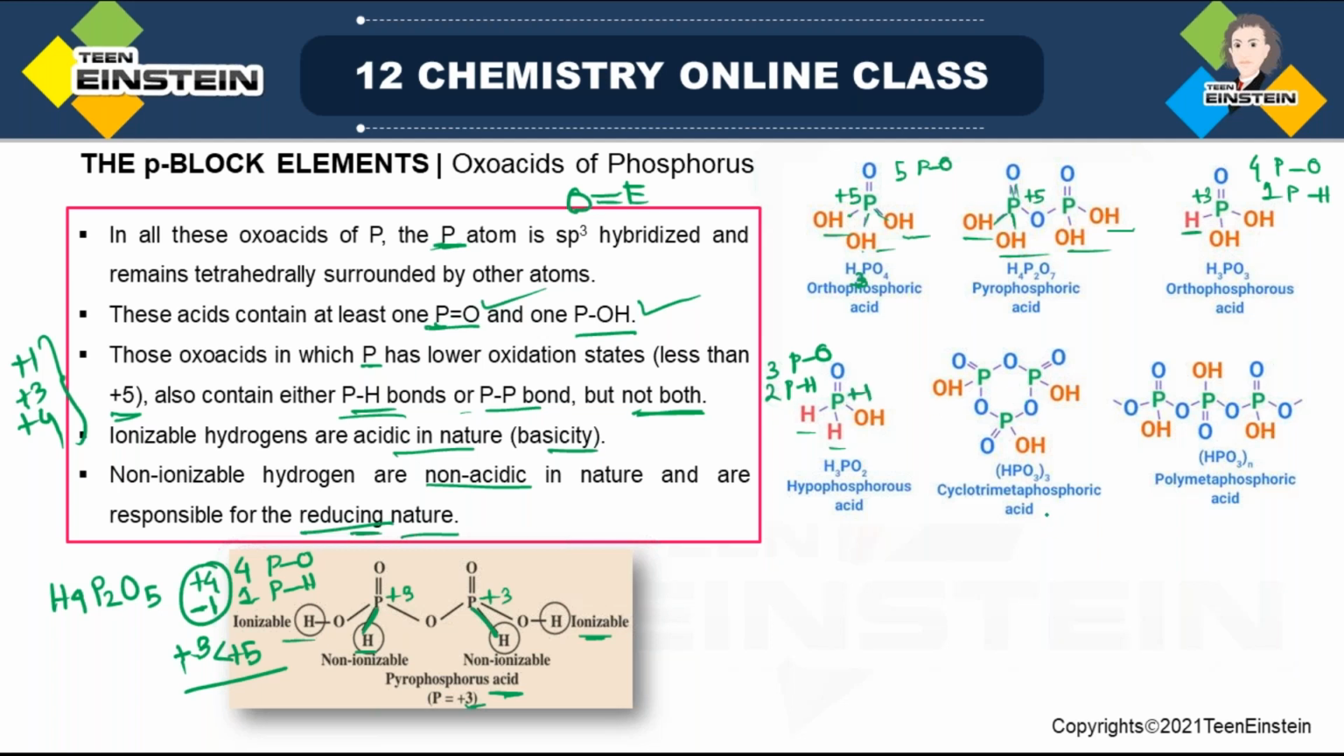Then the next molecule is cyclic in nature. It is cyclotrimetaphosphoric acid, formula HPO3. Now in this structure, actually it should be like this.